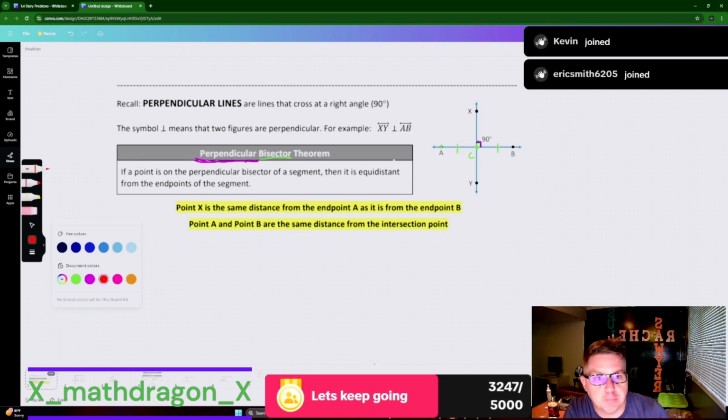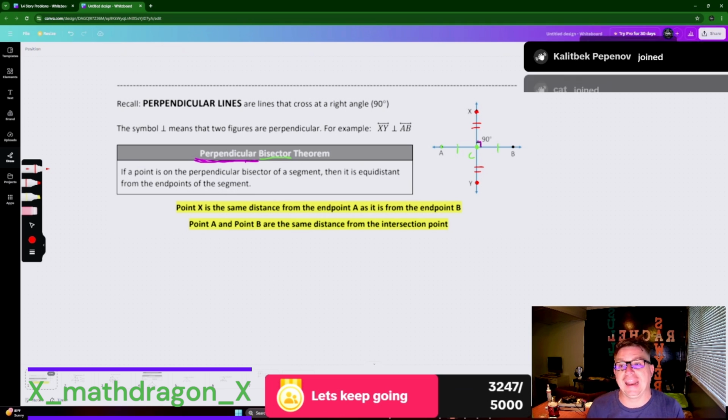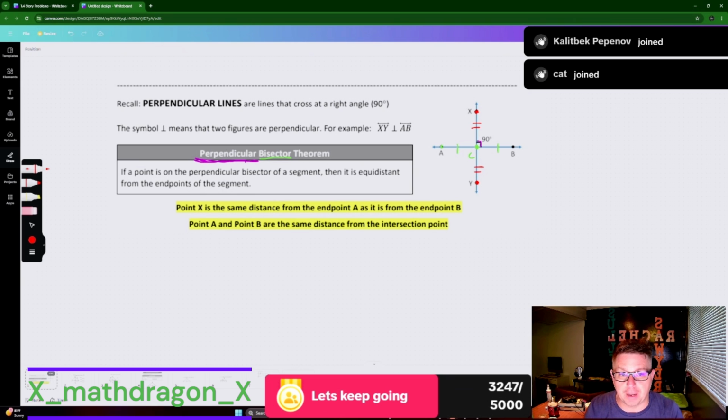Now, with that same step, I think we could call XC equal to YC. XC and YC may not be equal to AC and BC, but we do know that they are equal to each other if it bisects that way as well. Sometimes it does, sometimes it doesn't, and it really will depend on the information that they give you, okay?